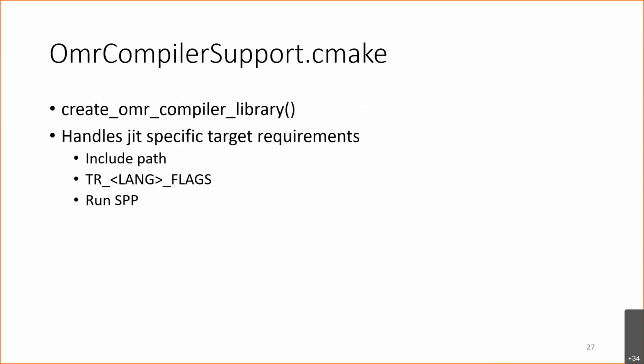Then there's OMR compiler support. Basically, same idea, except just for the JIT. We have the create OMR compiler library function, which handles the same basic stuff, but specially for the JIT. So it will do the special include paths handling that you need, and handles the various TR flags. It's also responsible for running the SPP tools if required.